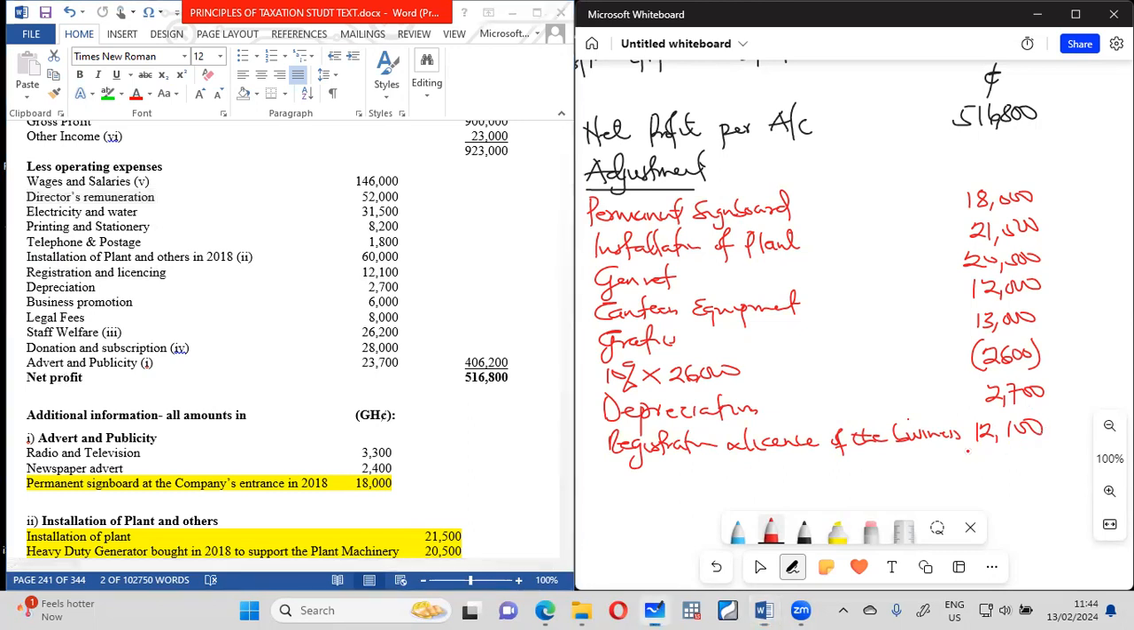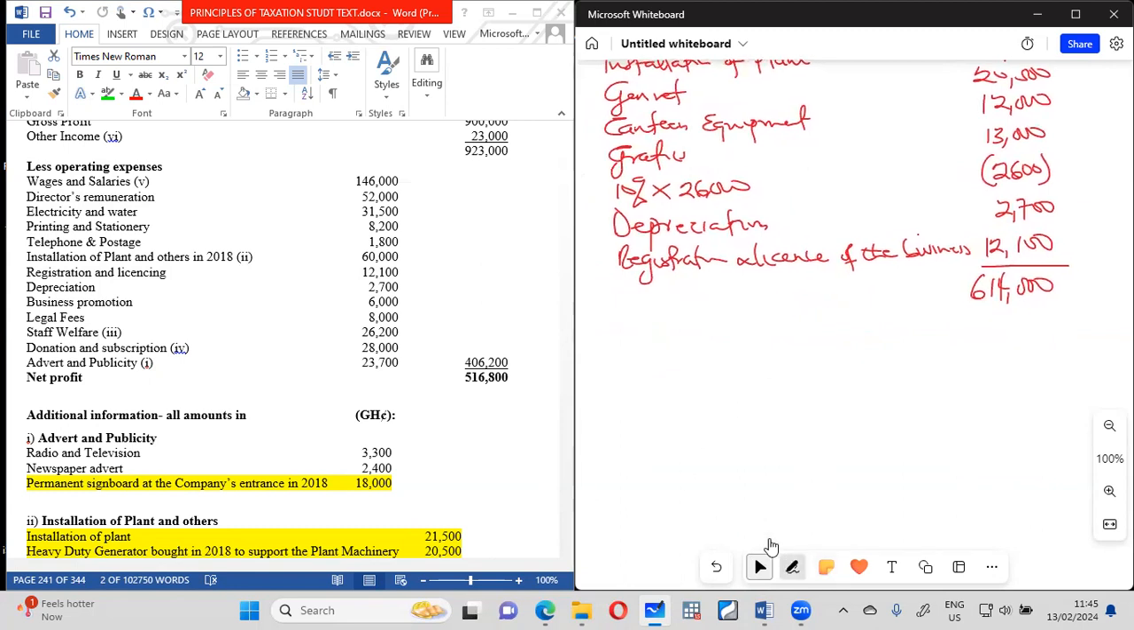So basically we will deduct all these things from the profit and add those that we are supposed to add. So what do I have? 16,800 plus 18,000 plus 21,500 plus 20,500 plus 12,000 plus 13,000 minus 2,600 plus 2,700 plus 12,100. So in the end, I have 614,000.